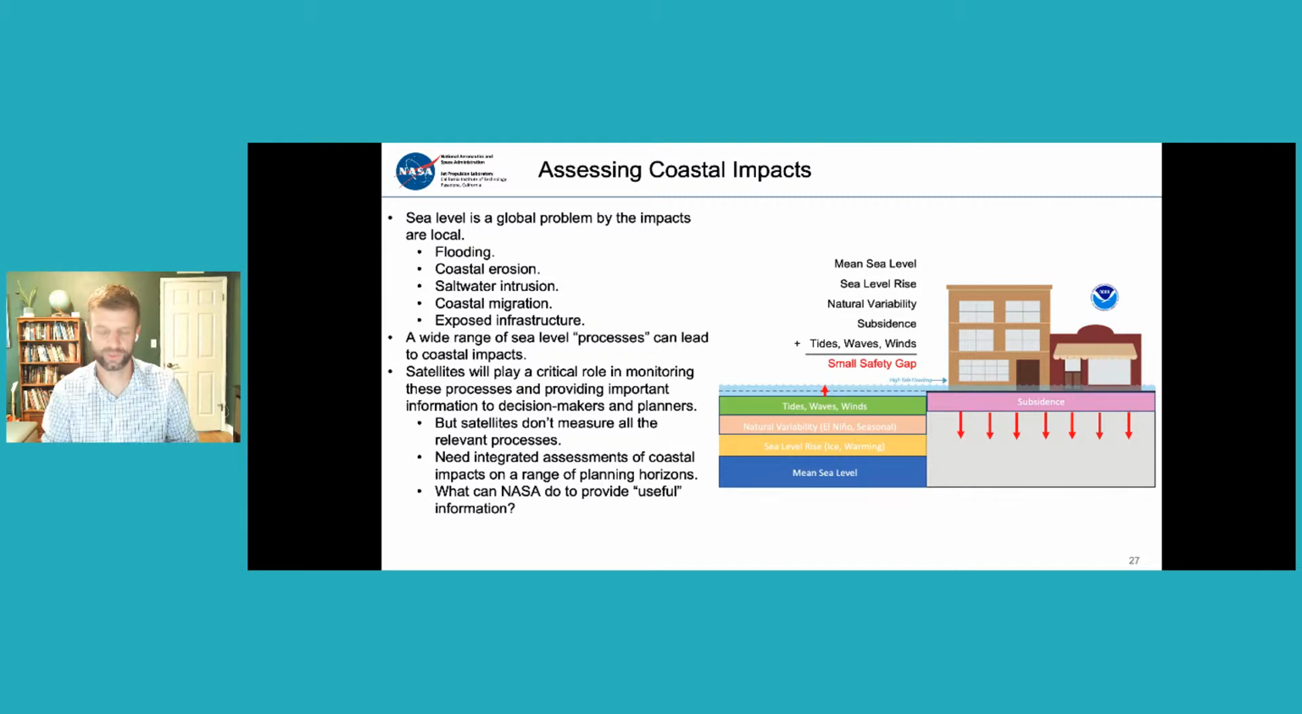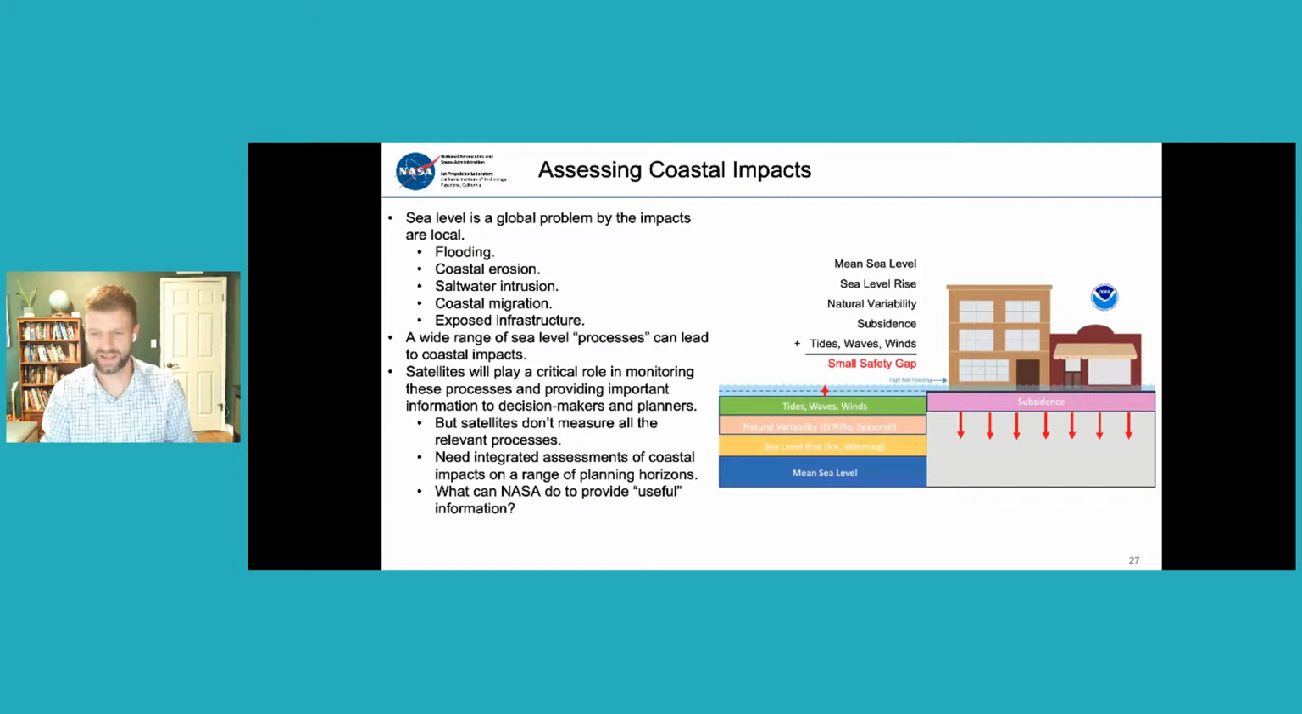So we need to try to integrate this information, understand these processes, and then provide this information to decision makers and planners who are living along the coast and trying to adapt or to account for the sea level rise. It's important to note that for some of these processes, tides, waves, and winds, satellites don't necessarily do that good of a job of measuring them on these local scales where they're needed. So we really need to come up with these integrated assessments of coastal impacts on a range of planning horizons.